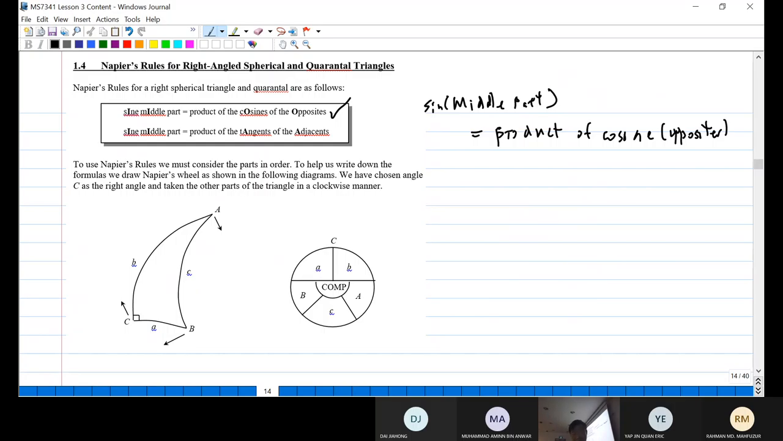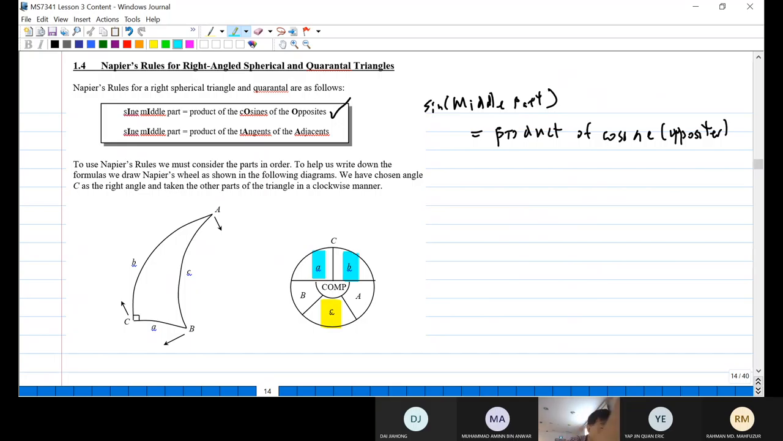Let's say I want to find side C. How big is side C here? Side C is the middle part. Now, what I mean by opposite here is the opposite of side C. Where are they? The opposite of side C is this one, A and B. So again, C is the center, the middle part, and A and B are the opposite. This is called the opposite of a side.